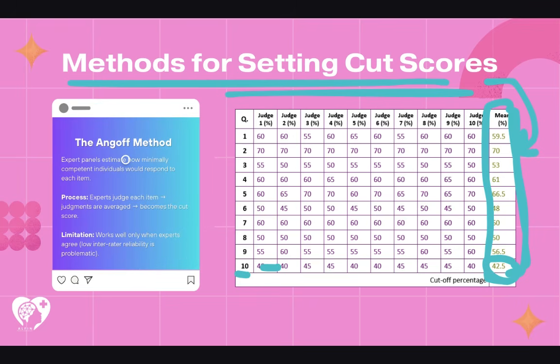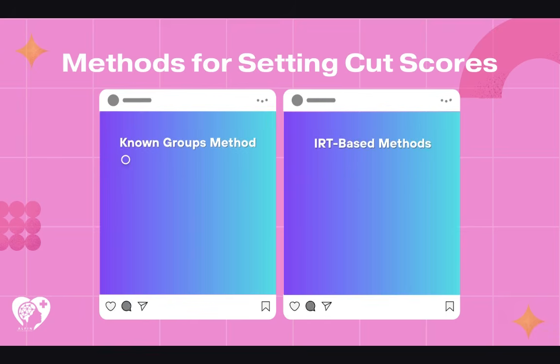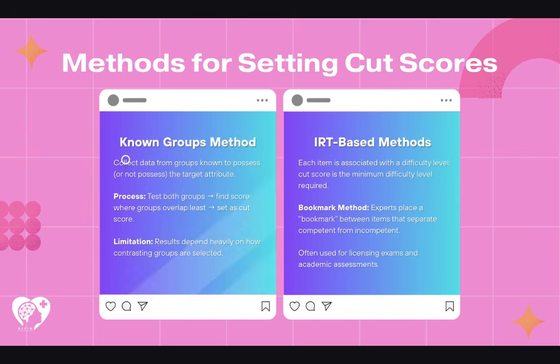Let's move on to this one, the known groups method and the IRT-based method, which contains a bit of statistics, but don't worry about it. We won't compute here, it's just important for you to understand the known groups method. In the known groups method, there is a group of people who passed and a group who failed a certain subject. Math, for example, because most of us don't like math.